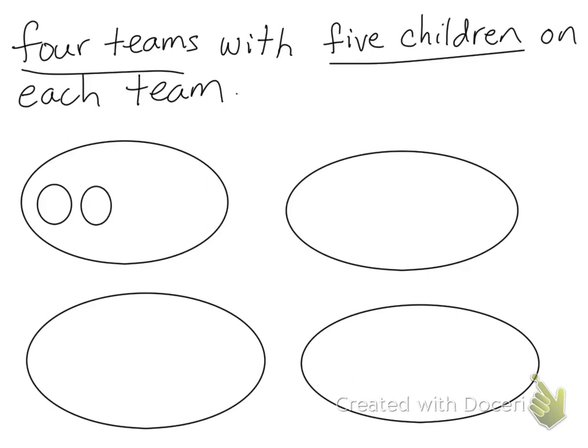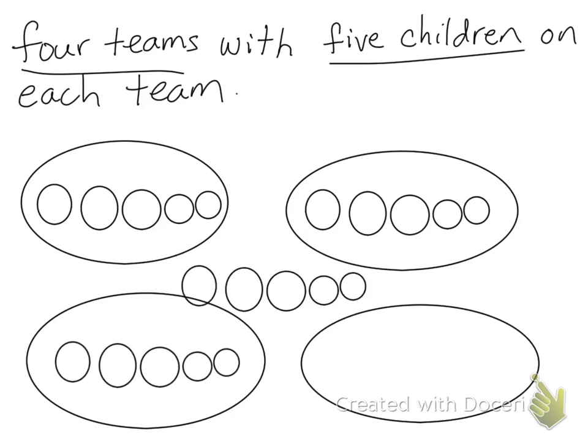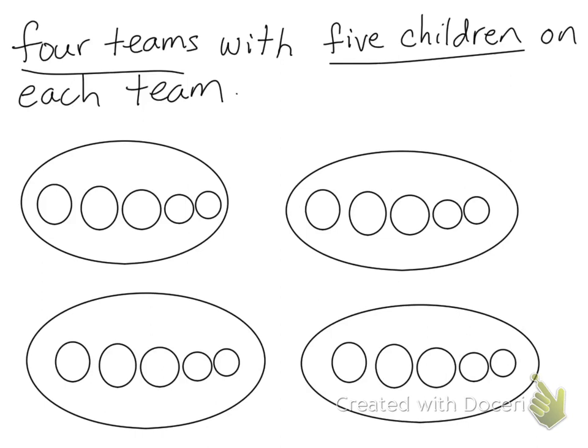So we have 1, 2, 3, 4, 5. Ooh, they almost don't fit. 5 in that group. There are 5 in this group. 5 in this group. And 5 in this group. So you can see I have a total of 20 children. So my number sentence would be 4 times 5 children equals 20 children.